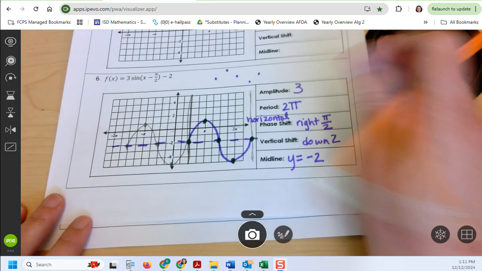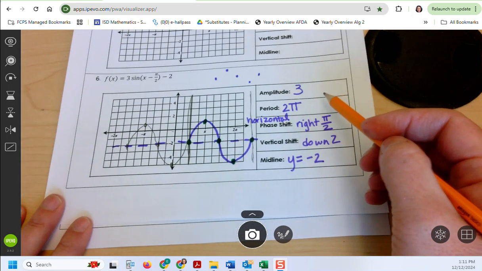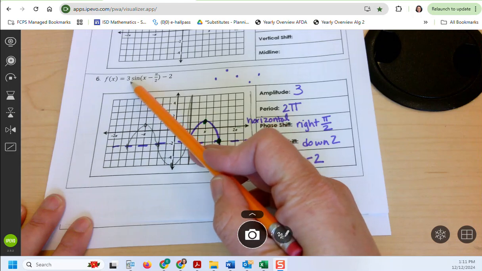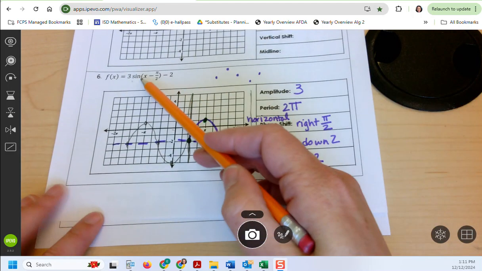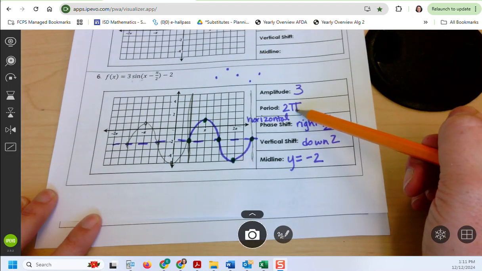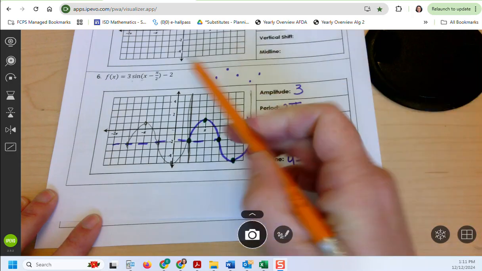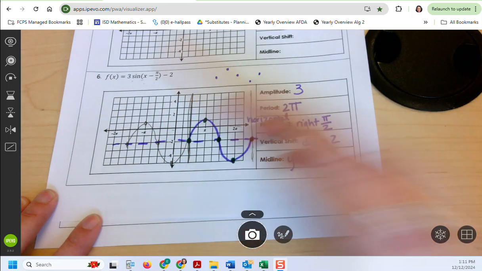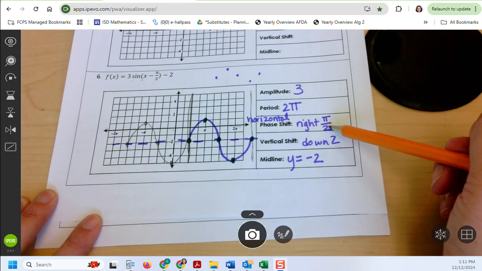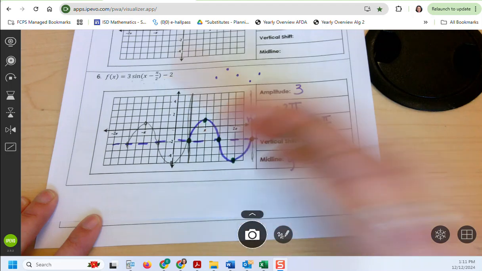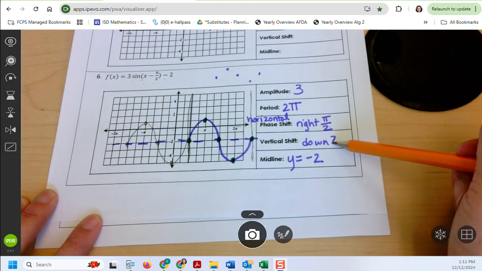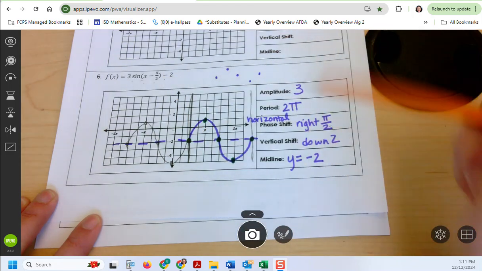So we did this problem together. We identified the amplitude was 3. There was no number in front of the x, so my period stayed 2 pi. However, because it says minus pi over 2, I shift right pi over 2. And because it says minus 2, I shift down 2. That makes my midline y equals -2.